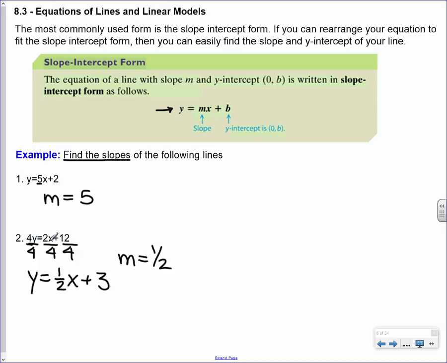Now this next one is almost in slope-intercept form, right? Except that we've got a 4 times the y. We want y by itself. So if I rewrite this by dividing everything by 4, now I get y equals 1/2 x plus 3, and now I can see that the slope is going to be this 1/2 here, right? So my slope is 1/2. So if you can get your equation into slope-intercept form, or if it's already in slope-intercept form, then when you're asked to find the slope or the y-intercept, we can do that just by looking at the equation of the line.